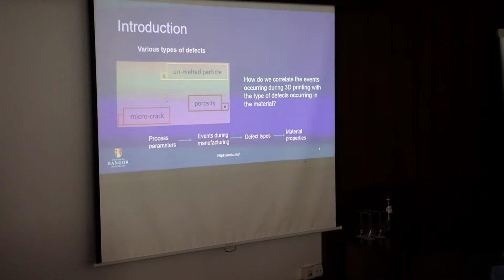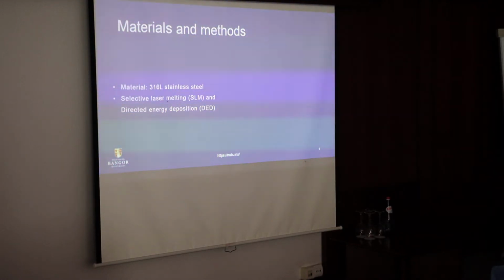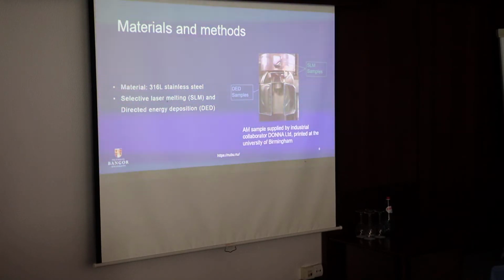But in today's talk, I'll mostly focus on the machine learning algorithms which we have developed to identify different types of defects. The material we used for this study is 316 stainless steel, which is quite widely used in nuclear applications for structural materials. And we used two different additive manufacturing techniques. One is selective laser melting, and the other is directed energy deposition. Using these two techniques, we have manufactured a few samples.